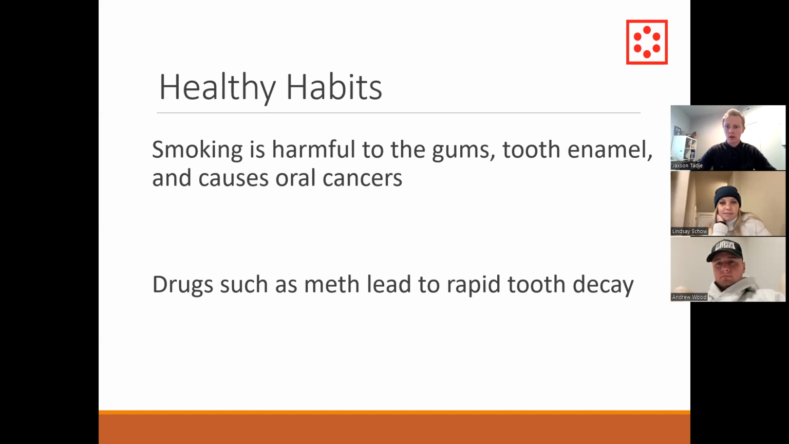Like we were saying, smoking, you want to avoid smoking. Other than just staining your teeth, it's really harmful to your gums and your enamel. It can cause oral cancers, and other drugs can lead to rapid tooth decay. So, again, smoking, drugs, these different things that are harmful to our bodies, they're going to be harmful to our mouths as well. It can really cause our oral health to decline very quickly.